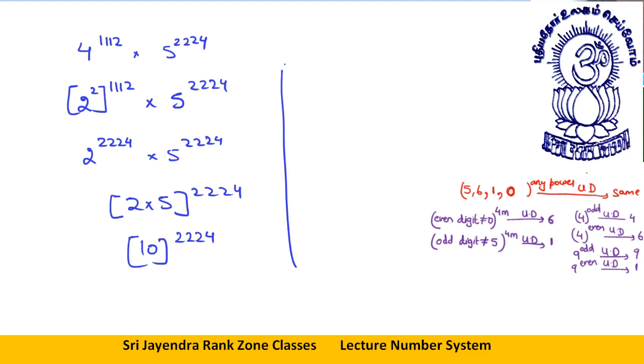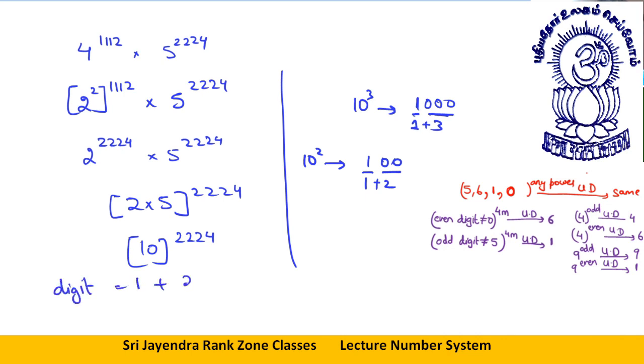Very small clear cut logic. Suppose I say 10 cube. What does it mean? It means three zeros preceded by a 1. So there are total 3 plus 1, 4 digits. Suppose I say 10 raised to power 2, it is 100. 2 zeros, 1 digit. So there are 1 plus 2, 3 digits. So here digits will be how many? 1 plus 224, that is 225 digits. Okay, dear students, I'm sure it must be clear to all of you.